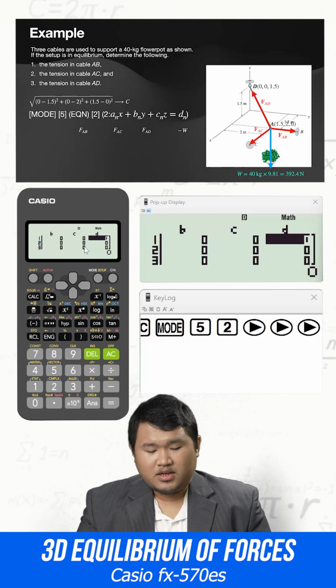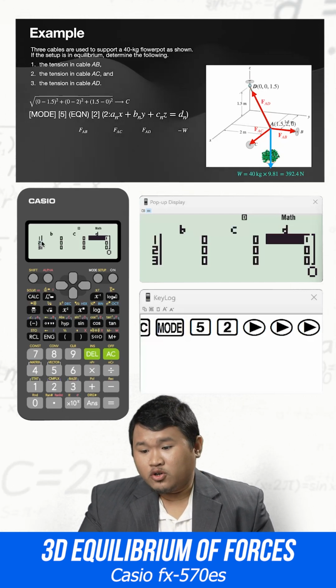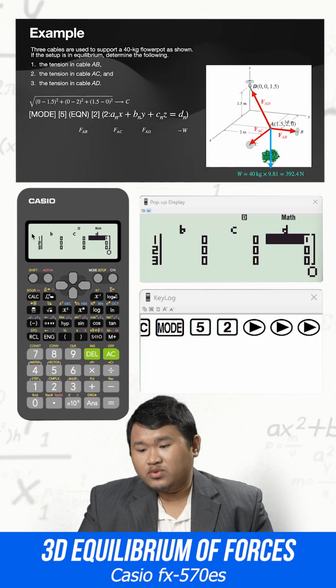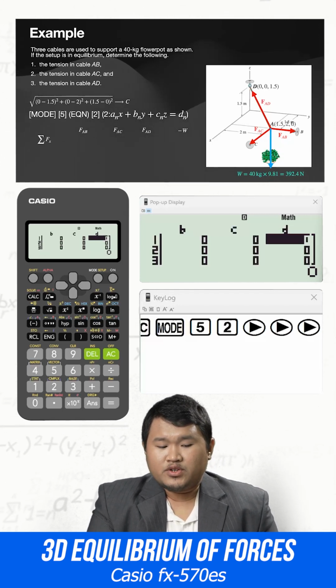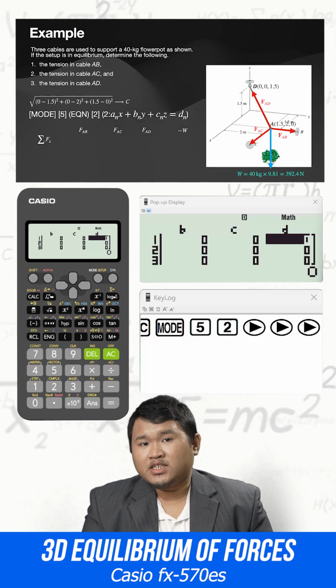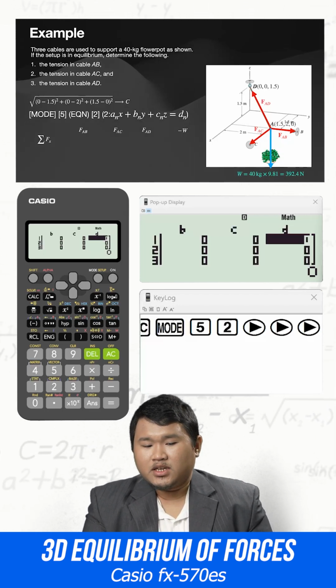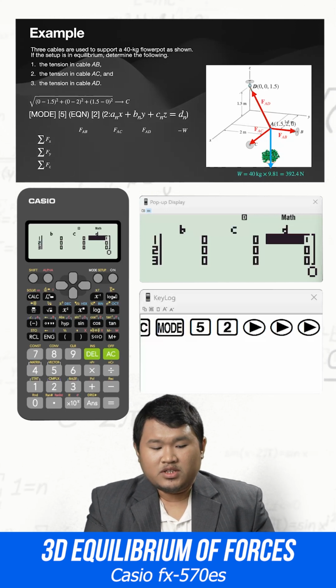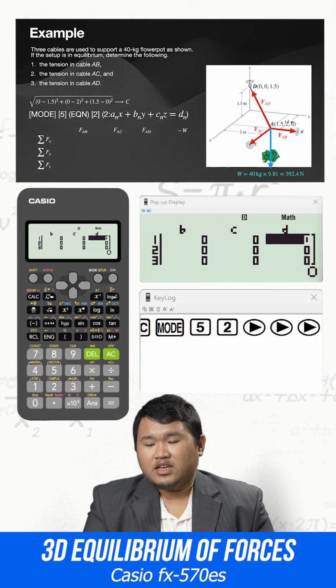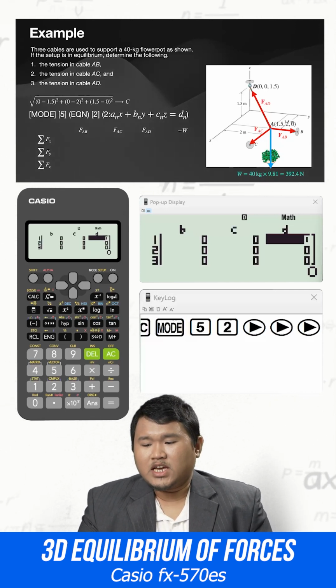D is the constant. Next, the rows, row number 1, 2, 3, represent the equation in itself. So the first row is the summation of forces horizontal, or X. The second row is the summation of forces Y. And the third is the summation of forces Z. So we do it row by row in this case.